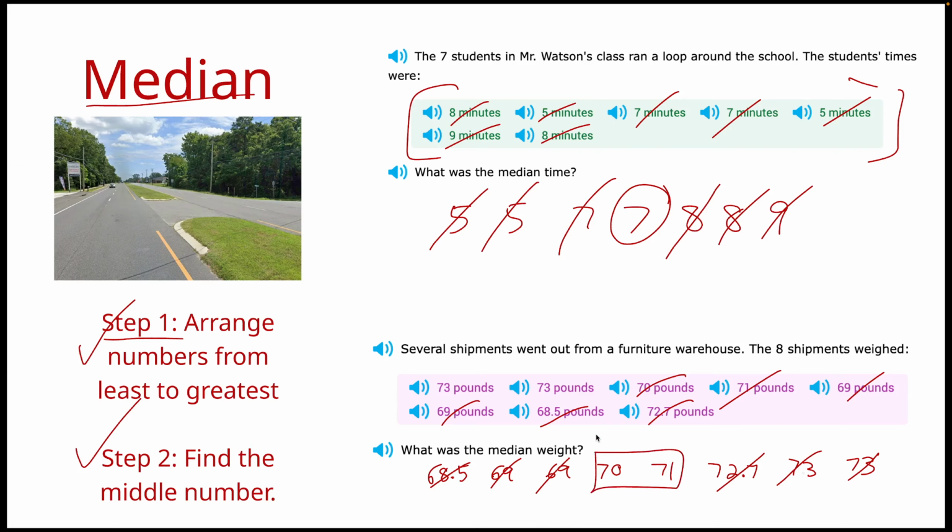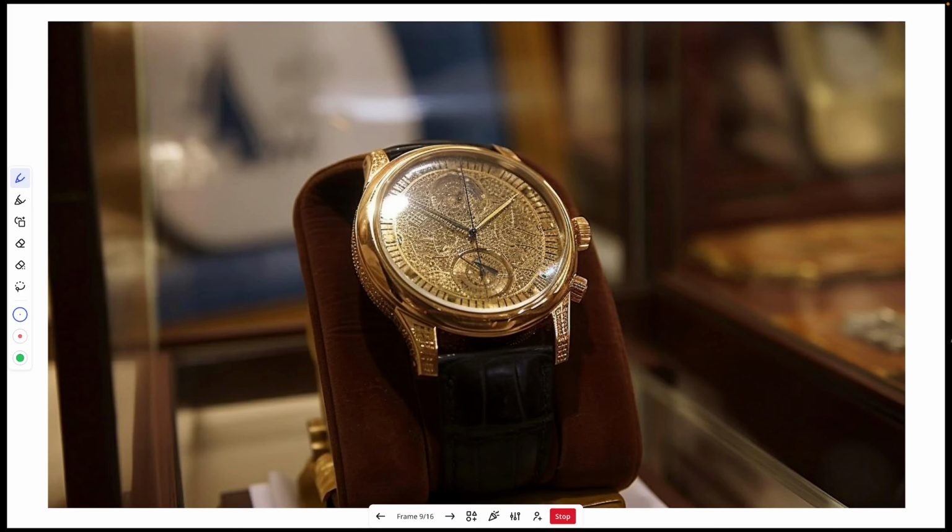So you look at these 2 middle numbers, and what you're going to do is find the average. So you're going to add them together, 70 plus 71, and divide by 2. So again, just do 70 plus 71, divide that by 2, and your answer should be 70.5, final answer. So if you end up with 2 terms in the middle, add them together and divide by 2.